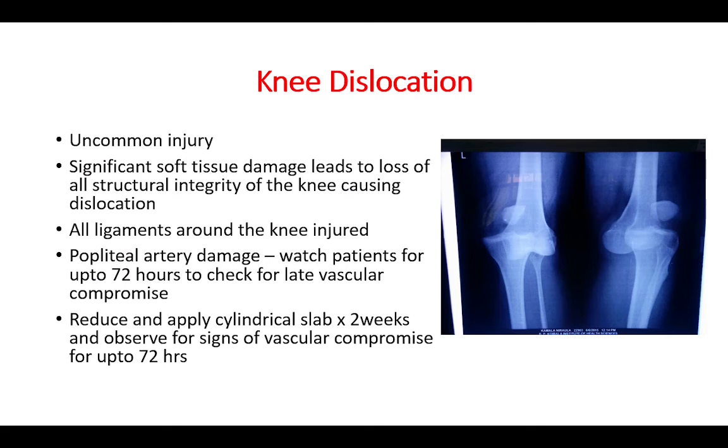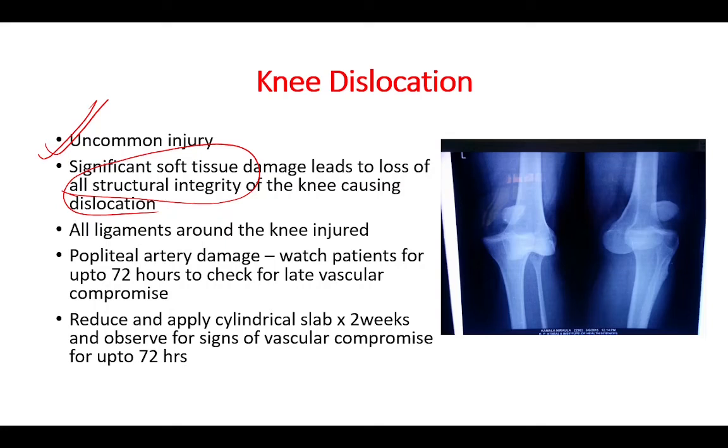Now talking about knee dislocation. What is a knee dislocation? A knee dislocation is when the articular surface of the femur and tibia are not in contact with each other. This is a very uncommon injury and it signifies significant soft tissue damage leading to loss of all structural integrity in the knee, causing the dislocation.